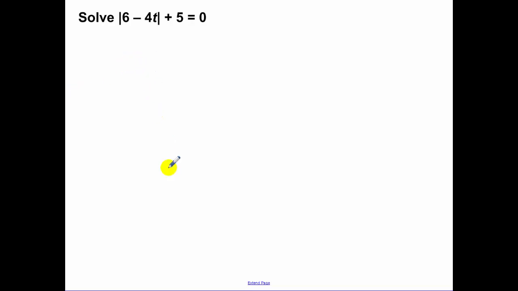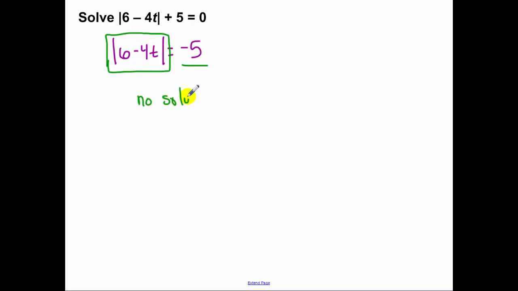Next example. Again, isolate this absolute value. I subtract the 5 over. Now be careful here. Remember, this absolute value piece is always positive. You have that equal to a negative number. That's never going to happen. So here we have no solution. No matter what, I'm never going to find a value of t that's going to equal a negative number, because whenever we found absolute value, that's going to be equal to a positive number. And you could always write no solution like that too.